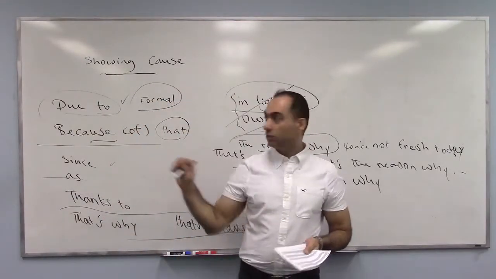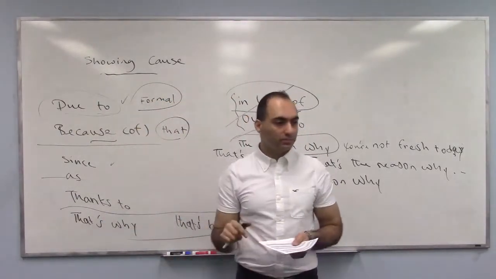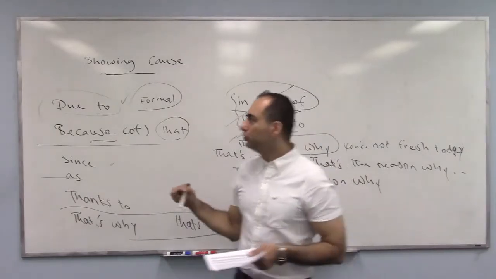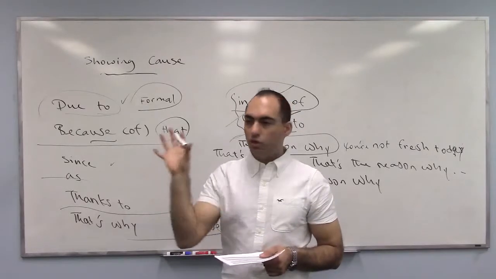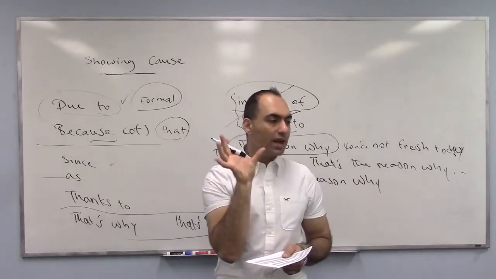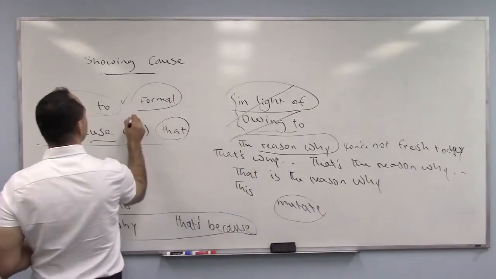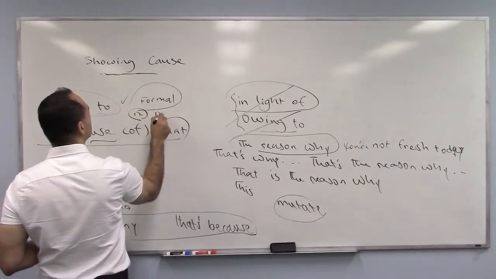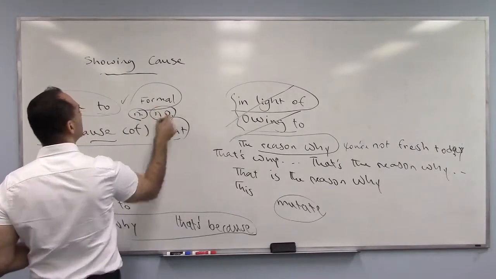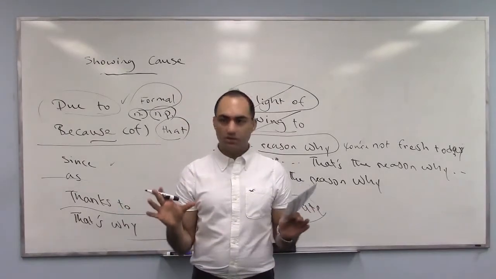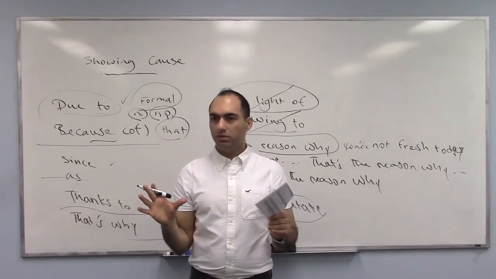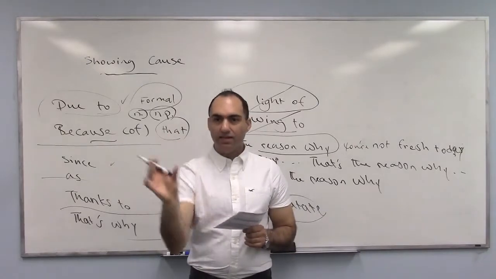And due to what? You should learn how to use this. Due to my lack of experience, I feel. Due to something. We need either a noun or a noun phrase. My lack of experience is a noun phrase. Due to the delay is a noun.